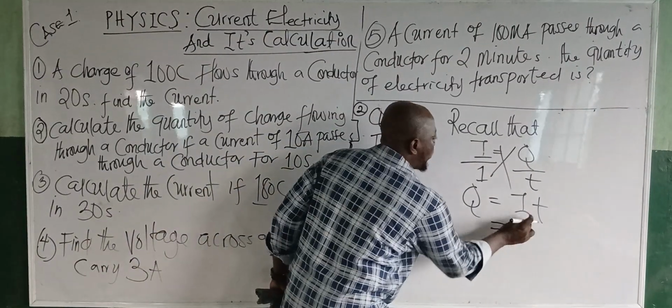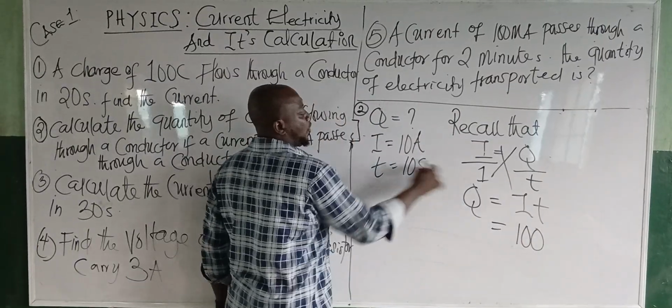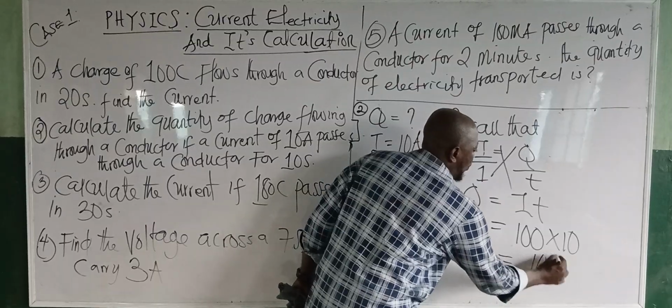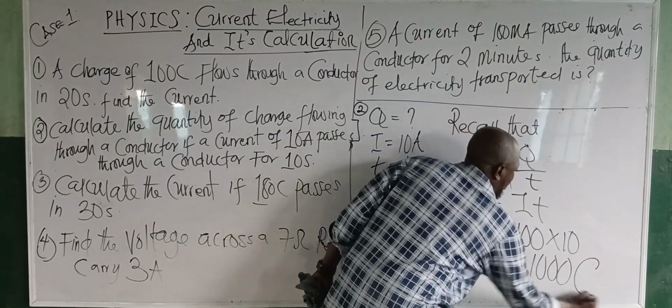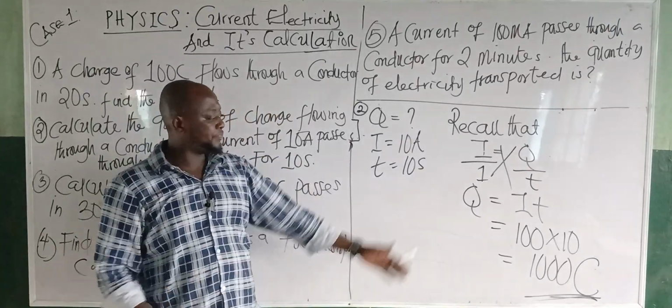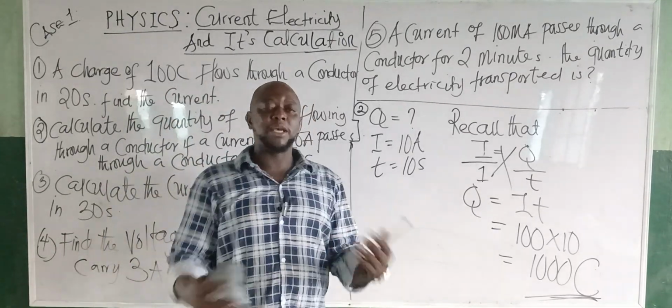So what do I do? I will simply say, what is my current here? My current is 10. Please, your current is I. What is my time here? My time is this. So do that. I'm having 1,000 coulomb. This is it. Because the unit of quantity of charge is measured in coulomb.